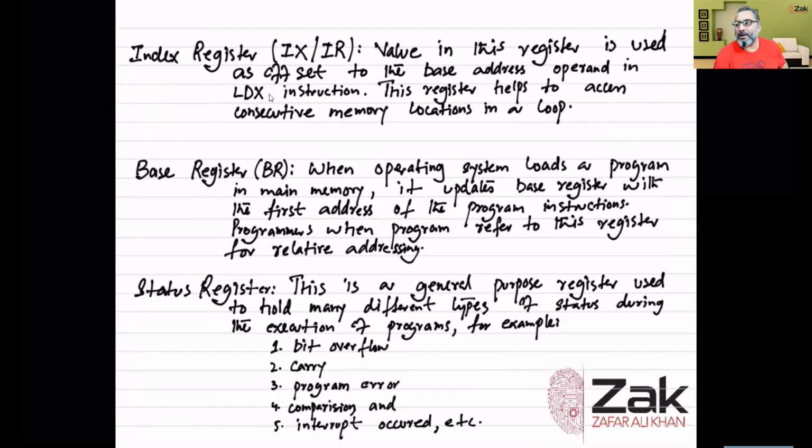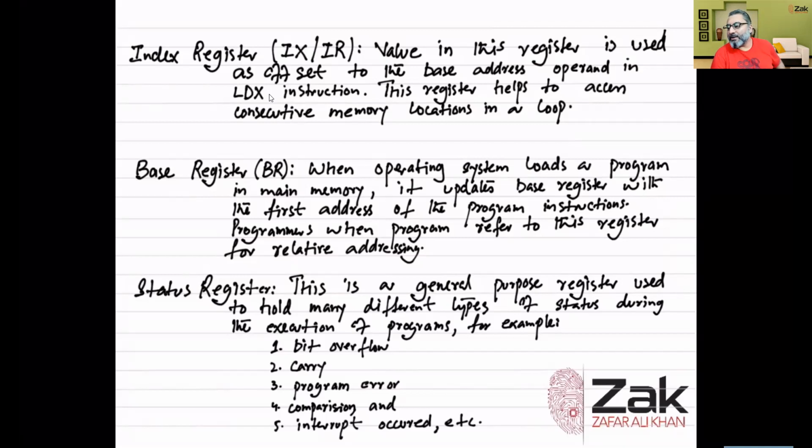We will discuss it later. For now, let's just discuss the status register. And we will discuss the index register and base registers later when we study memory addressing techniques. So the status register is used when an instruction requires some form of arithmetic or logic processing. Each bit in this register is known as a flag.